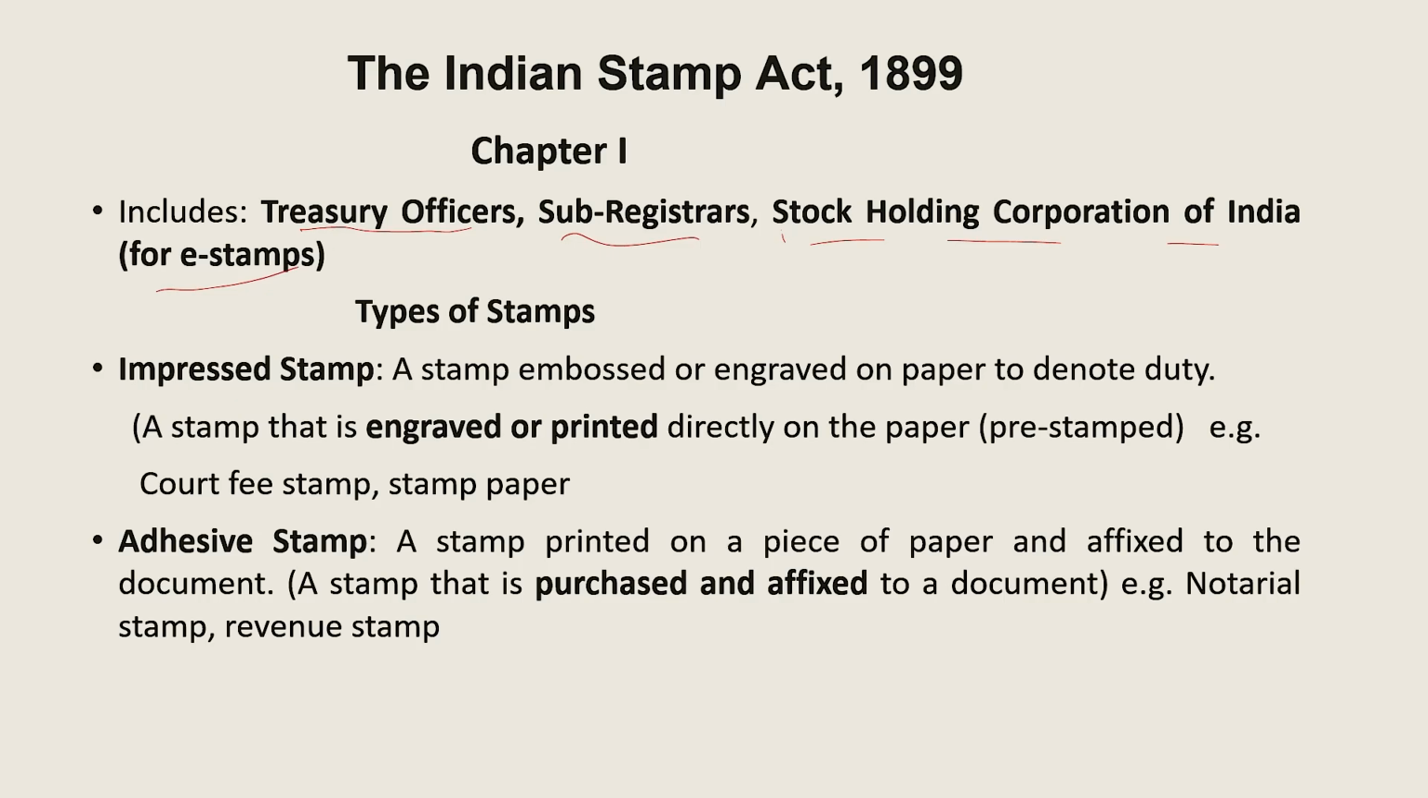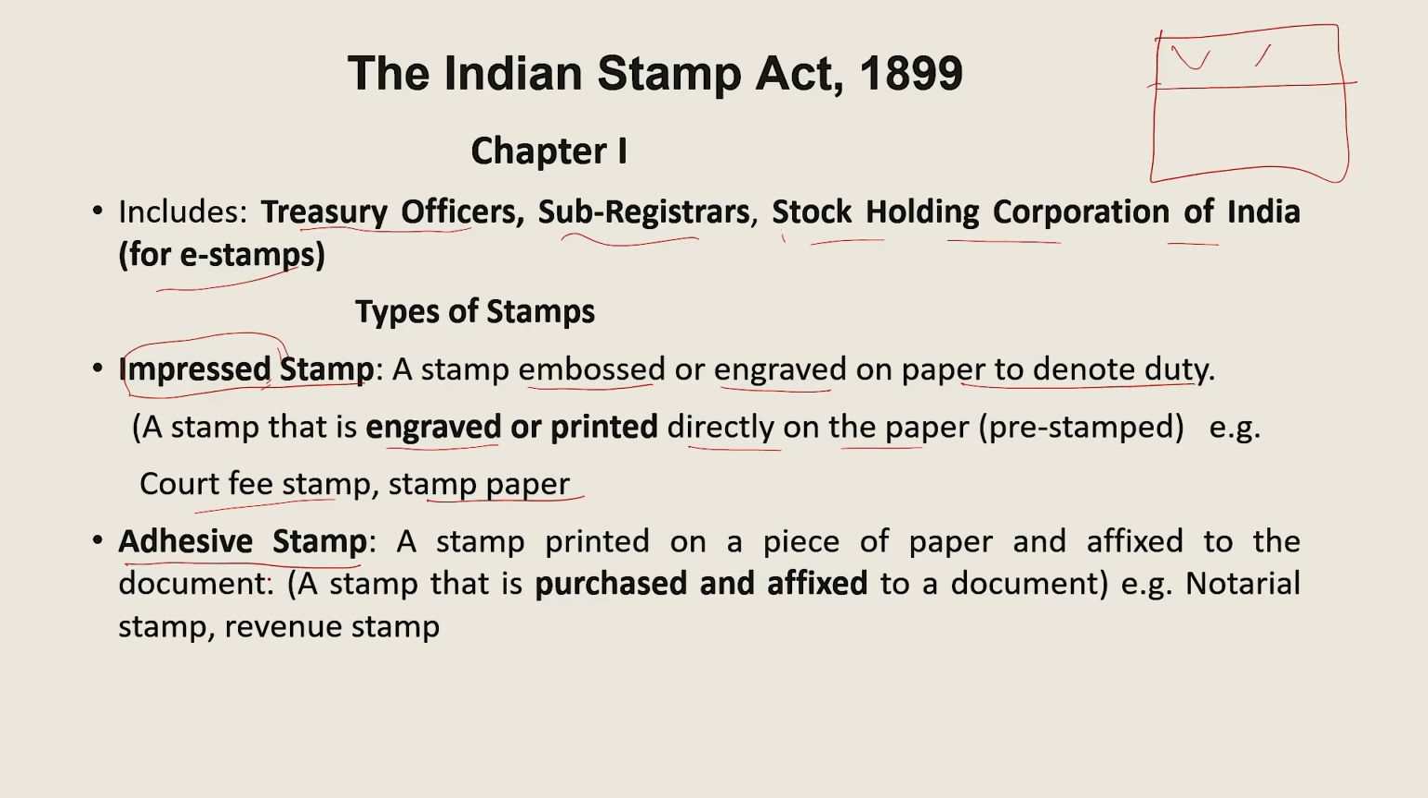Now, for the stamp duties, let us understand that there are two types of stamps: impressed stamps and adhesive stamps. So impressed, the term itself gives you the meaning that this stamp is embossed or engraved on a paper to denote duty. So a stamp that is engraved or printed directly on the paper. So this is a stamp paper. The stamp is there. We call this an impressed stamp. Like for example, the court fee stamp or the stamp paper are known as impressed stamps.